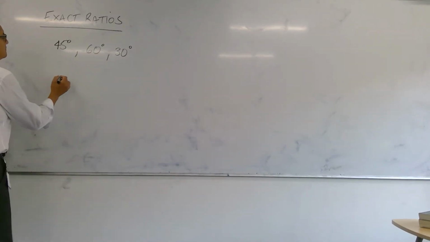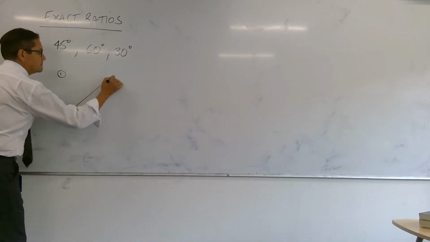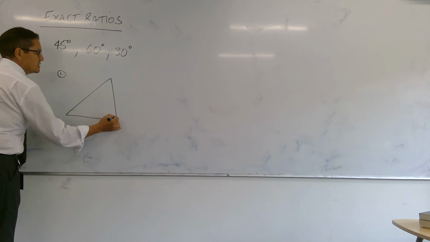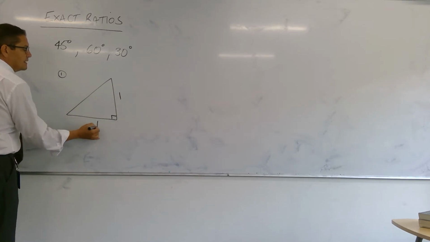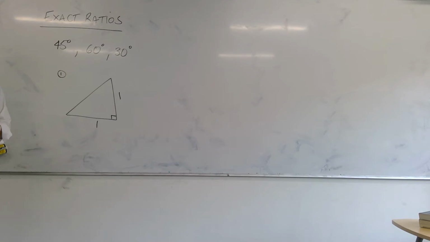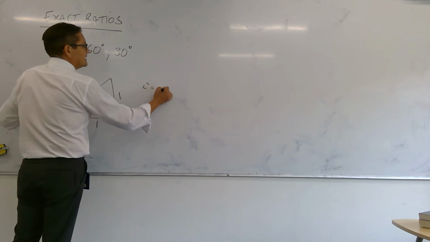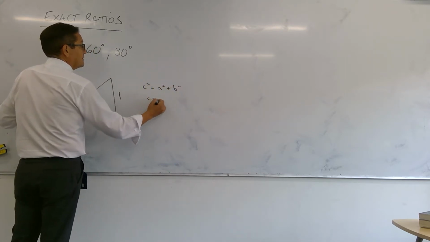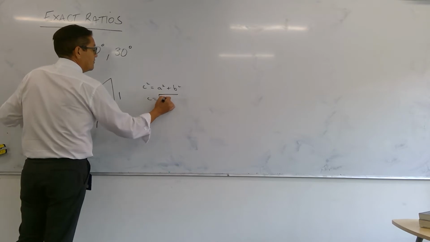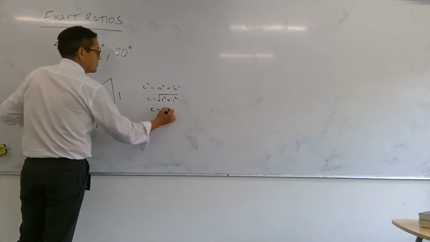First triangle looks like this. It's an isosceles triangle with a unit length side. Now, unit length means 1. If we find the hypotenuse by Pythagoras, what will that be? If you think about it, c squared is equal to a squared plus b squared. It's going to be square root of 2.